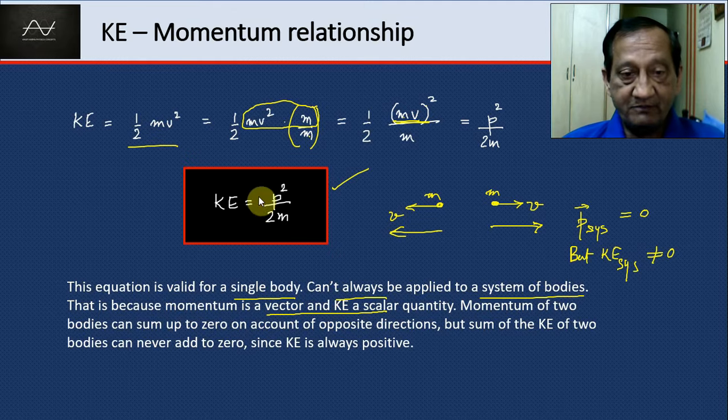But if you blindly use this expression, that momentum of the system is zero, so put zero here, therefore you get kinetic energy of the system as zero. That is a grave error. So this is only valid for a single body.